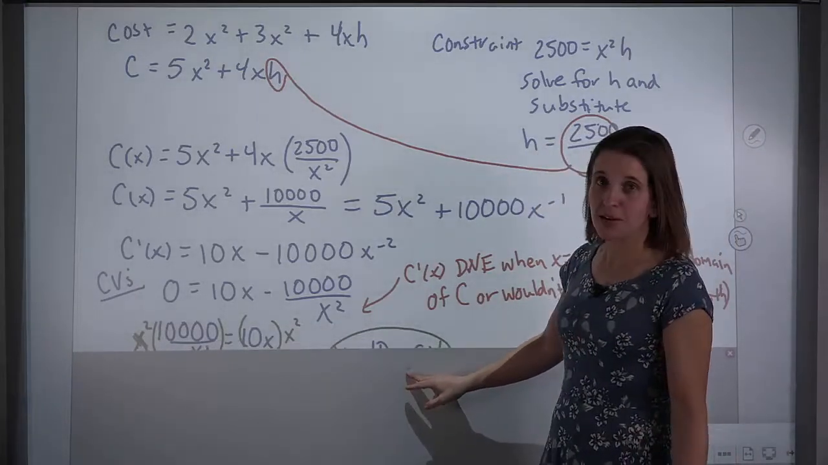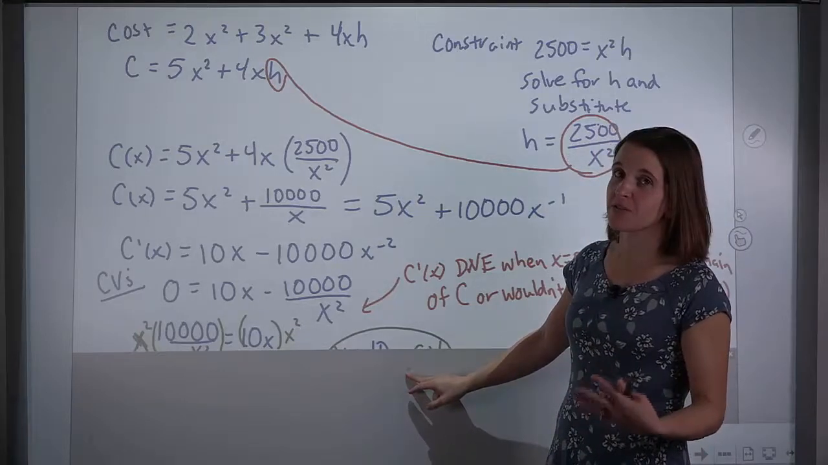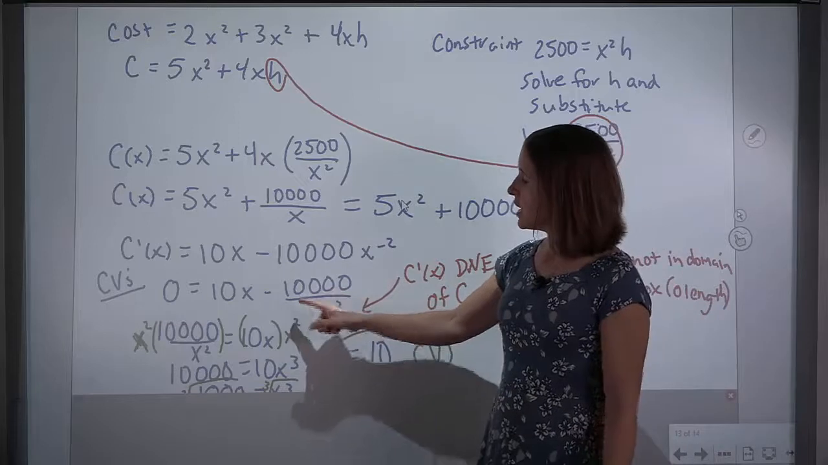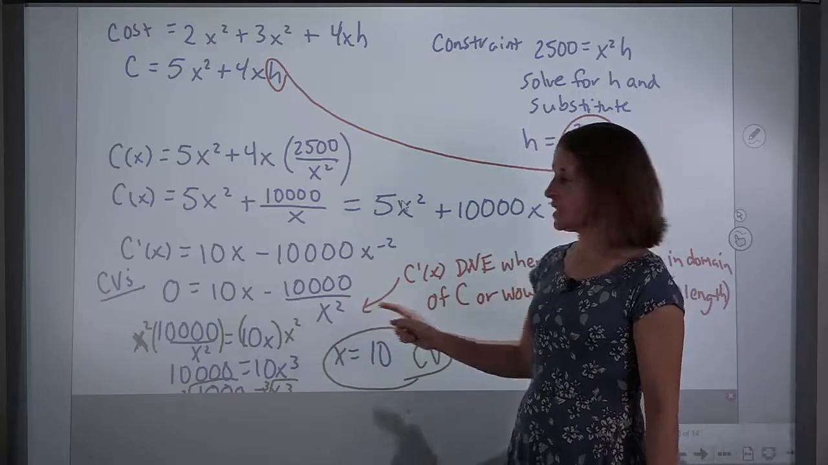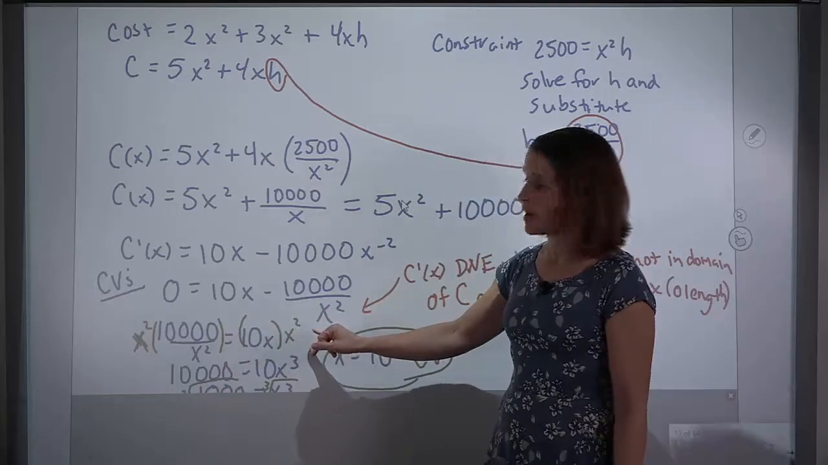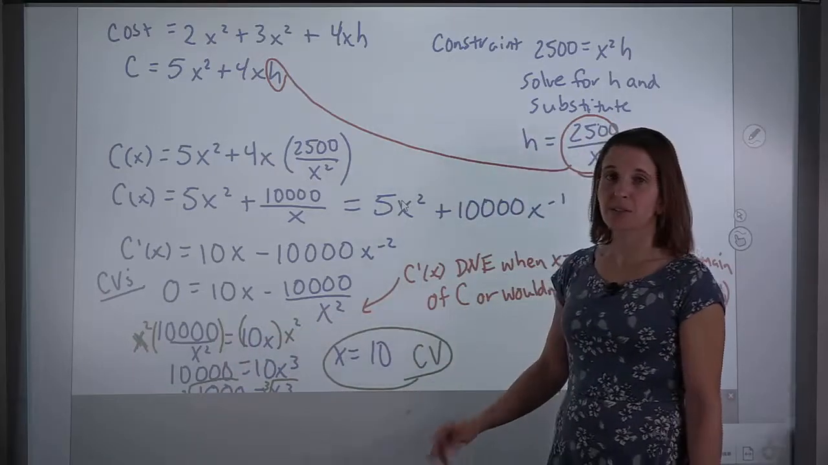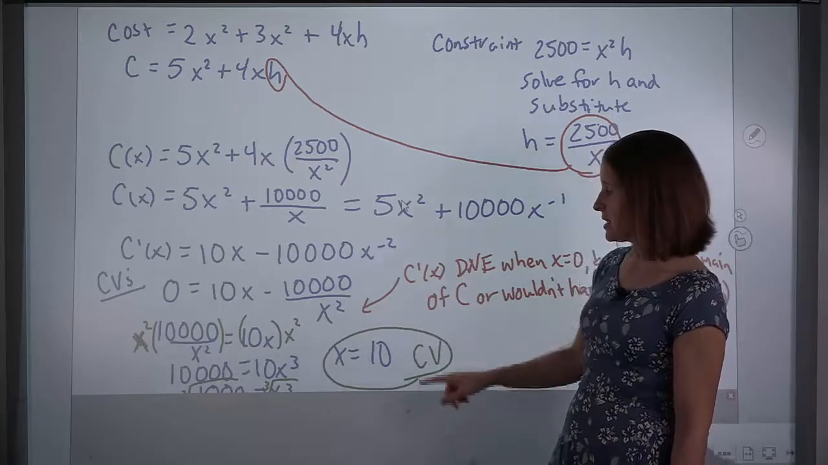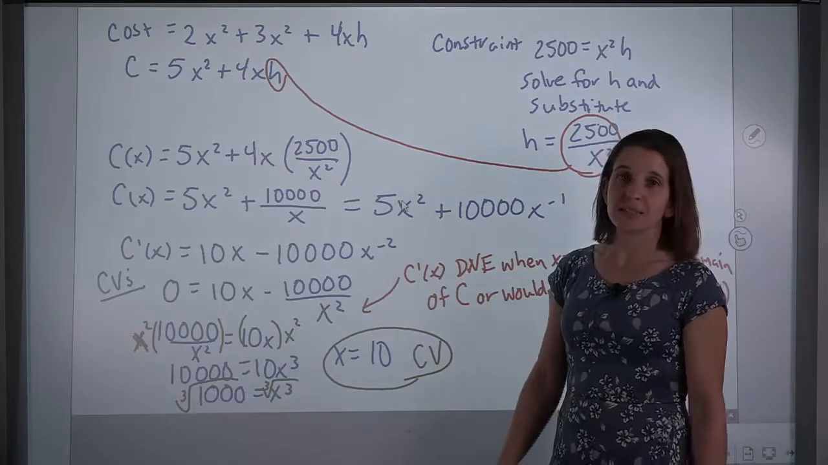So then I'm looking for the equal 0 kind, and as I said, this algebra is very much like a problem we did in the previous section. So first, I get one term on each side. Then I need to get the x squared out of the bottom. So I multiply both sides by x squared, giving me 10,000 equals 10x cubed. Well, now I need to get the x cubed by itself by dividing by 10. And so then I get 1,000 equals x cubed.